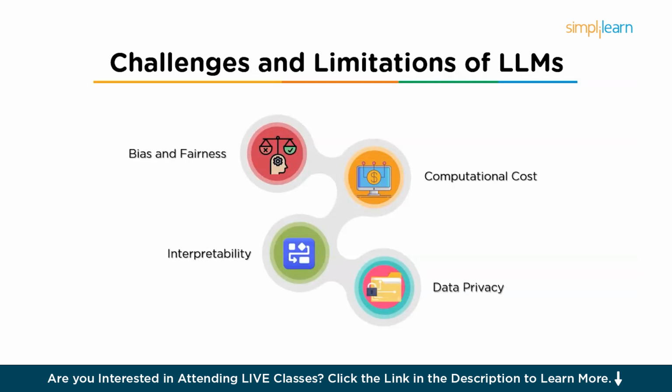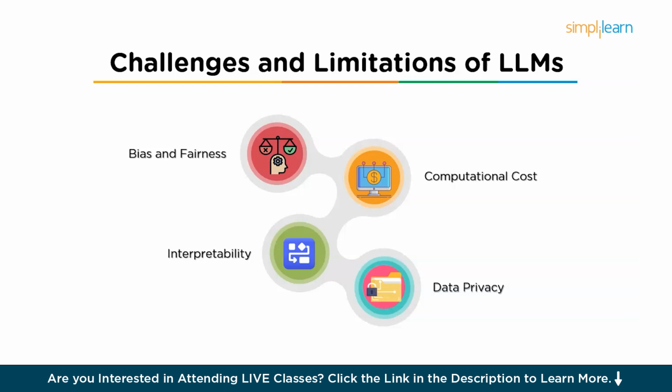The first one being bias and fairness. LLMs can inherit biases present in the training data, which can result in unfair or unethical outputs such as gender or racial bias in text generation. This is a major concern in AI ethics. Then comes the computational cost. Training LLMs requires vast computational resources, which can be expensive and environmentally costly.